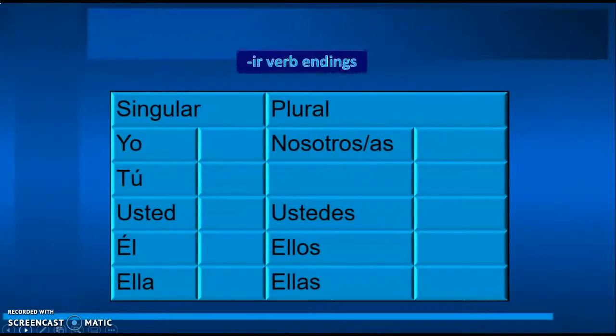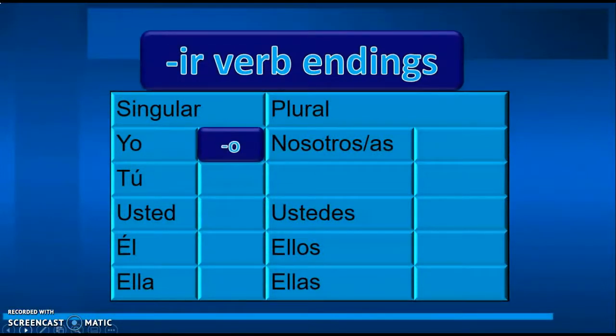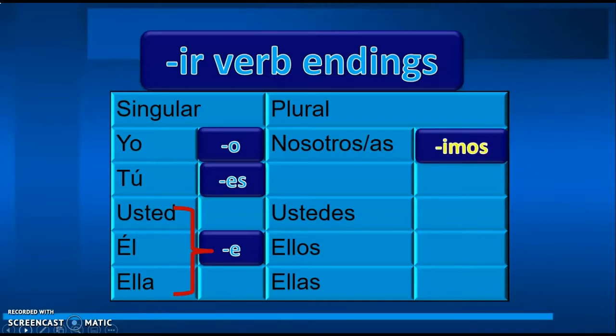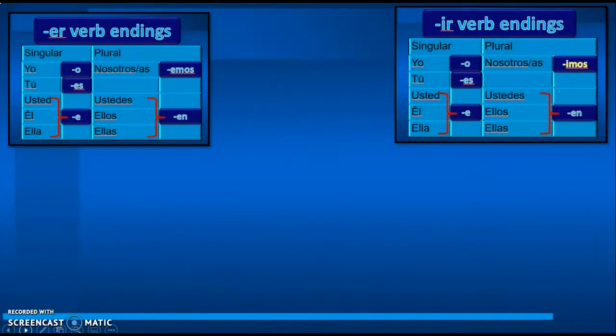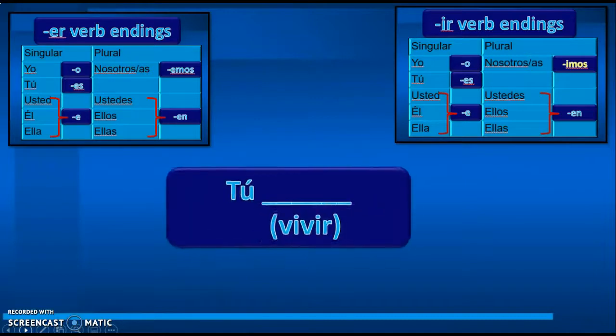If it's an IR verb and your subject is yo, the ending will be o. For tú, es. For usted, él, and ella, e. You might notice that they're exactly the same as they were for the ER verb endings, except for this one, nosotros, imos. For ustedes, ellos, and ellas, en. Let's do just a little bit of practice and do this practice just with me before you go to the practice that is at the bottom of your vocab page.